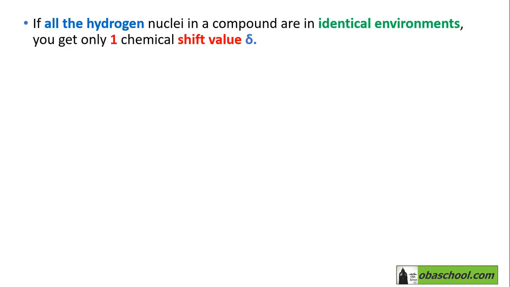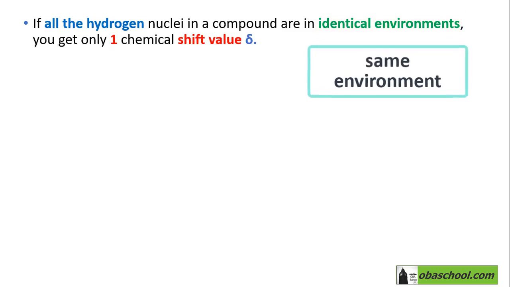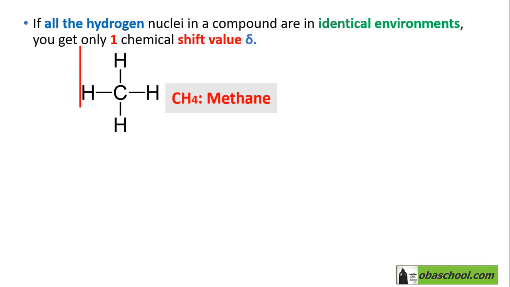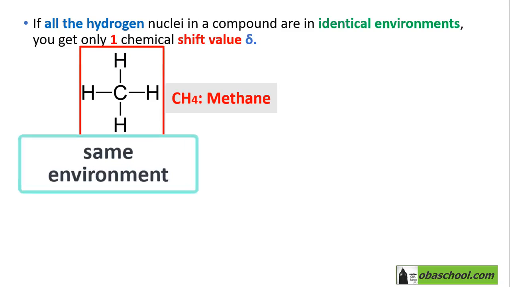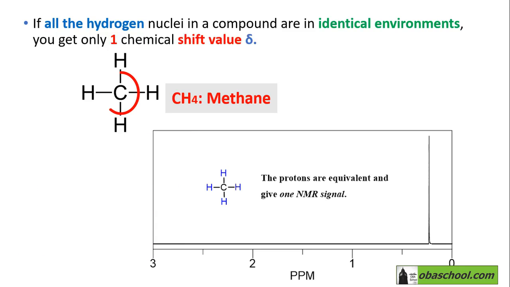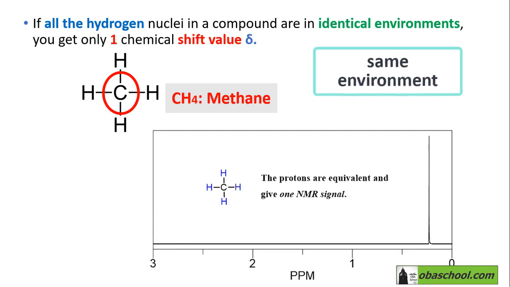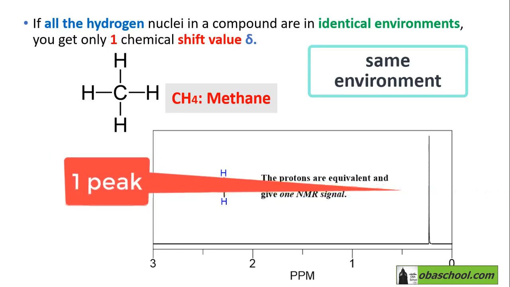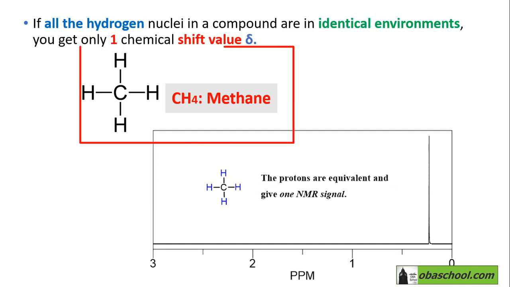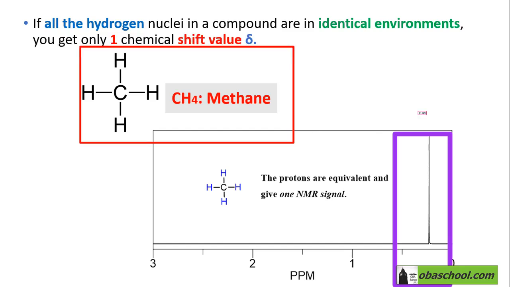In a proton NMR, if all the hydrogen nuclei in an organic compound are in identical environments, which means they are in the same environment and they are in the same group, you get only one chemical shift value. For example, all the hydrogen atoms in methane, CH4, they are in the same environment and they have the same chemical shift. The four hydrogens, they are all attached to one carbon. They are all in the same environment, so they will give us one chemical shift. As you can see here in this proton NMR, this belongs to the CH4 methane. You have only one peak around 0.4.